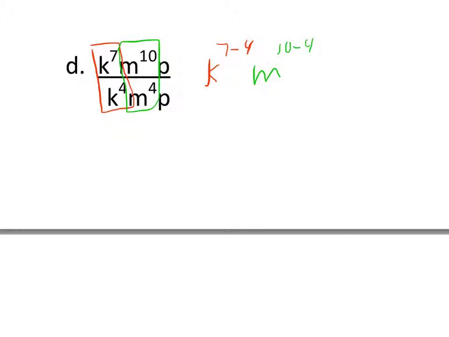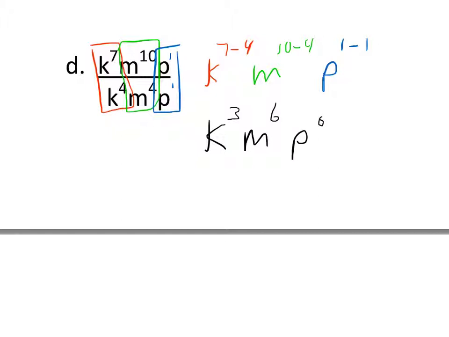Then I have my p's, which both have a power of 1, so p to the 1 minus 1. And this gives us k to the 3rd, m to the 6th, and p to the 0, which again we said is 1, so it can disappear, and leave us with k cubed m to the 6th. And this ends Lesson 4.2, Video 2.